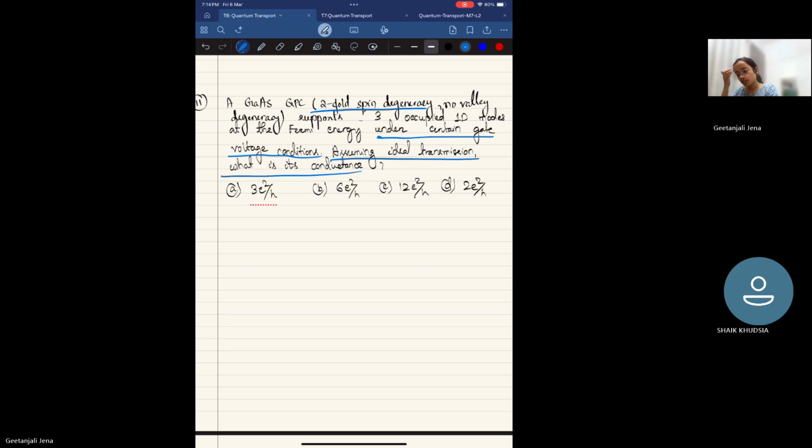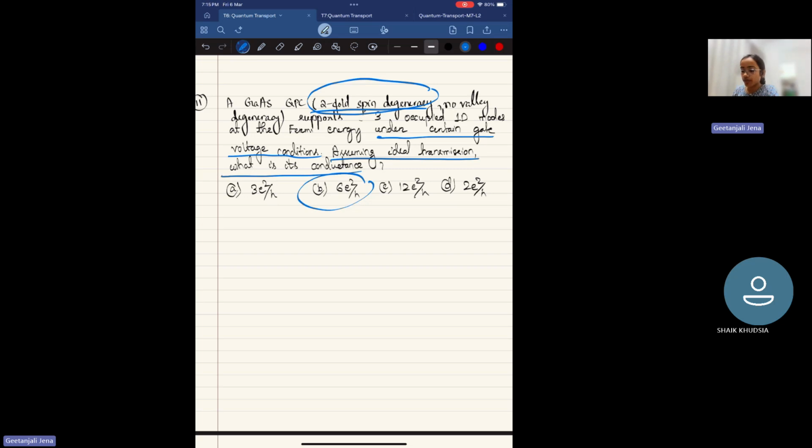Option A. So there are three occupied 1D modes, and it's also given that it has a two-fold spin degeneracy. So if there is a degeneracy, then we have to take that into account. Each degeneracy will also give a conductance value. So what will be the answer? The answer will be option B.